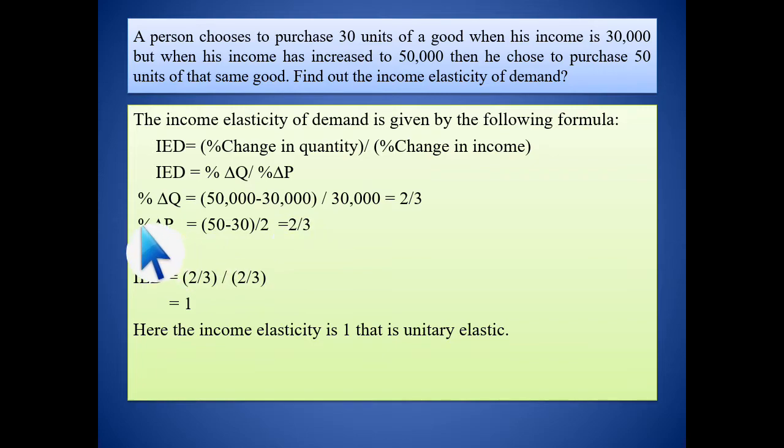So your percentage change in income here is 2 by 3. Okay. And percentage change in quantity is also 2 by 3. Here I have calculated, you can see here. Okay, and the income elasticity of demand is percentage change in quantity divided by percentage change in income. So 2 by 3 divided by 2 by 3, it is 1. So elasticity here is 1. And what is 1? Because it is unitary elastic.